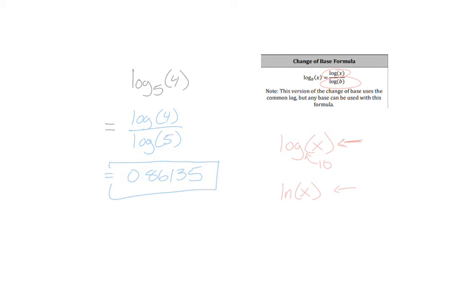And just to quick check on what that means, this is the exponent you would need to raise 5 to get 4. So the meaning is 5 raised to 0.86135 should basically equal 4. We rounded a little bit, so it won't be exact. But again, that is the question that this log looks to answer.